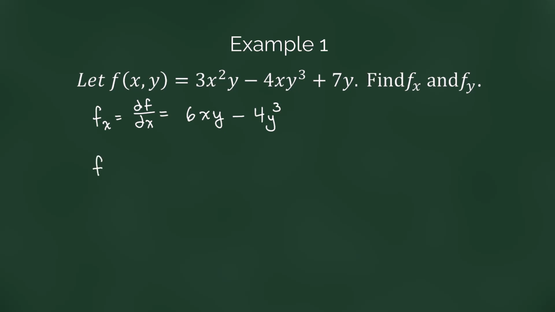Now we'll look at f sub y, the partial derivative of f with respect to y. Now we're going to treat the x's as if they were constant. So the derivative of 3x squared y is going to be 3x squared. The derivative of 4xy cubed is going to be, taking the derivative of y cubed, we'll bring the 3 down in front, and we get negative 12xy squared. And then taking the derivative of 7y with respect to y, we get plus 7.